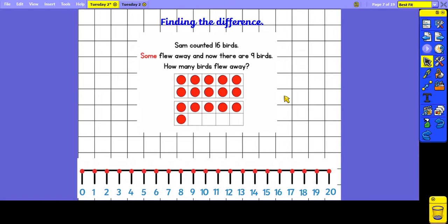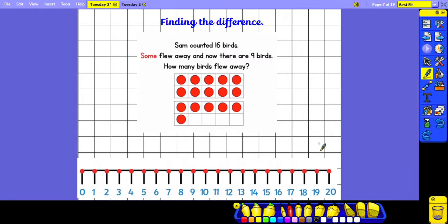This time we're going to do something slightly different, and we are going to be doing something called finding the difference. So let's read the question first of all, and then I'll explain what that means. Sam counted 16 birds. Some of them flew away, and now there are 9 birds. How many birds flew away?